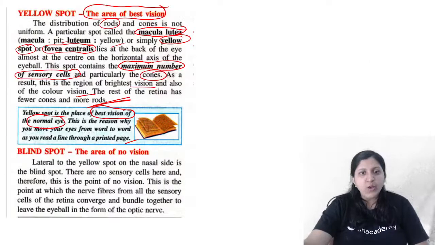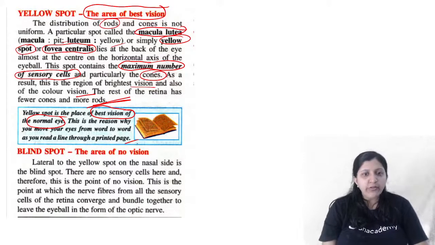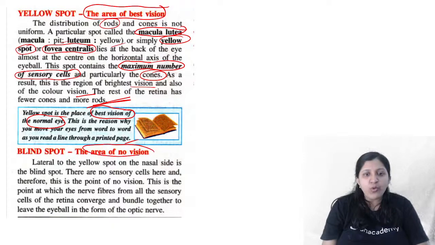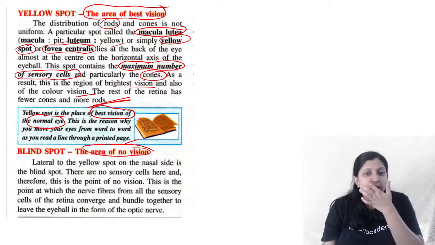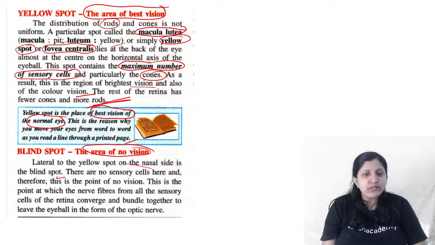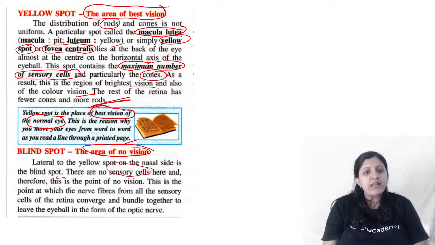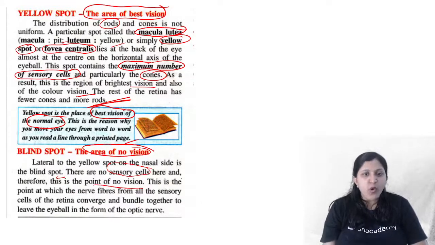Now in this case, you can see that the blind spot, when we mention it, is an area of no vision. Lateral to the yellow spot on the nasal side is the blind spot. There are no sensory cells, and therefore this is the point of no vision. This is the point at which the nerve fibers from all sensory cells of the retina converge and bundle together.